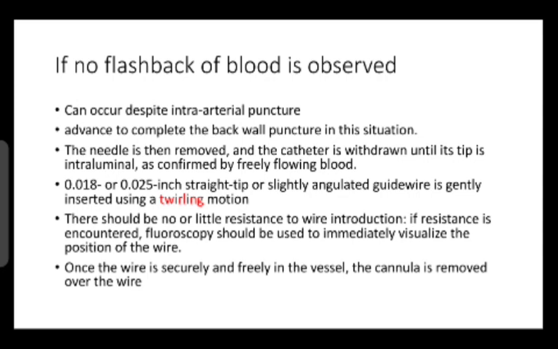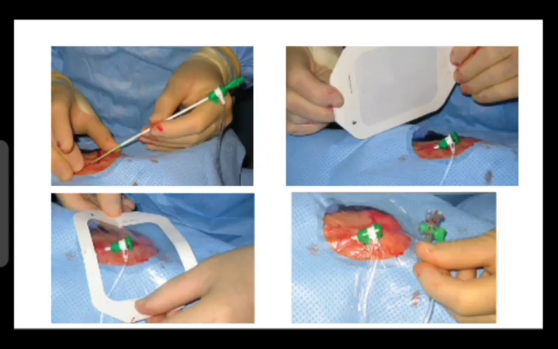A 0.018 or 0.025 inch straight tip or slightly angulated guide wire is gently inserted using a twirling motion. There should be little or no resistance to wire introduction. If resistance is encountered, fluoroscopy should be used to immediately visualize the position of the wire. Once the wire is securely and freely in the vessel, the cannula is removed over the wire. Here in the picture, it is shown how to puncture the radial artery and insert the catheter.